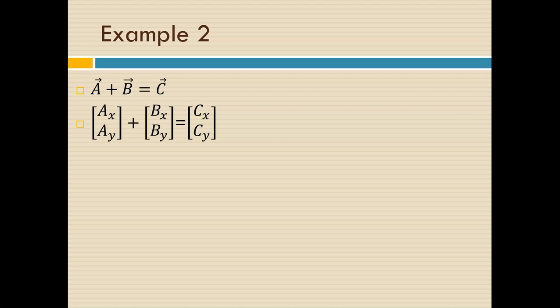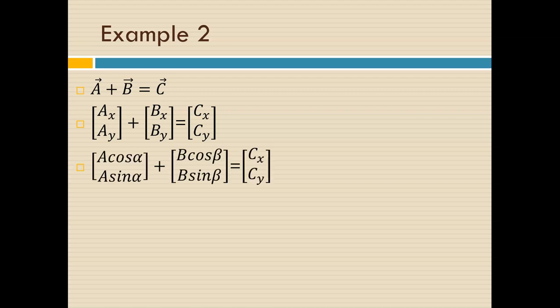If I let the angle that described A be alpha and the angle that described B be beta, then my expression becomes A cosine alpha, A sine alpha, B cosine beta, and B sine beta. You following along with me so far? Because again, we're making the assumption that if this is A, then this is the angle alpha, then this becomes AX, and this becomes AY. So now we have the expression there.